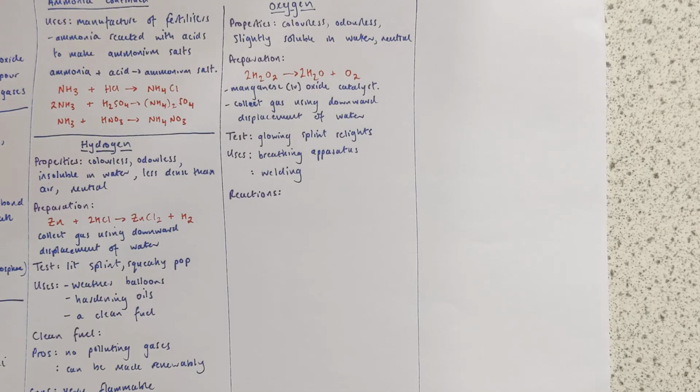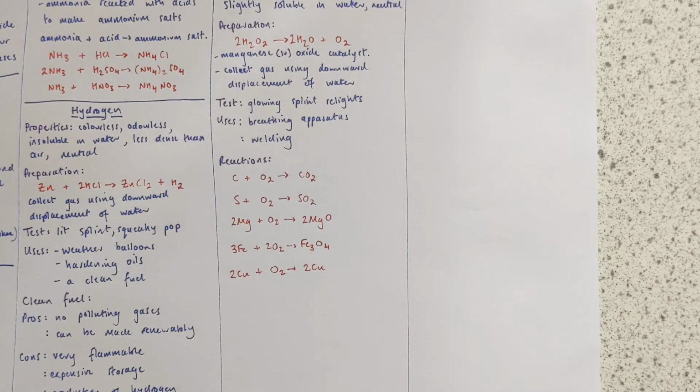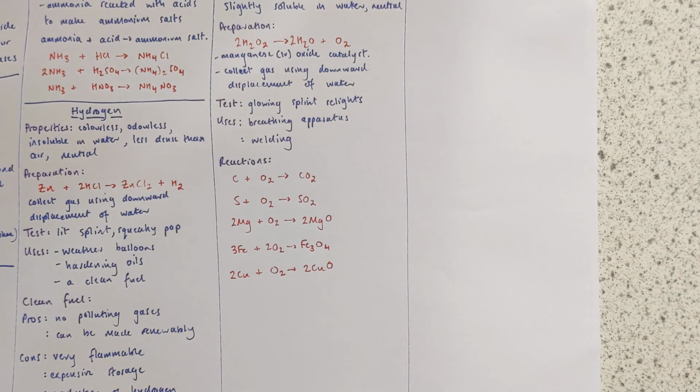We need to know the equations for those reactions and also the observations for those reactions. So these are the 5 reactions. Carbon plus oxygen makes carbon dioxide, sulfur plus oxygen makes sulfur dioxide, magnesium plus oxygen makes magnesium oxide, iron plus oxygen makes iron oxide, and finally copper plus oxygen makes copper oxide.